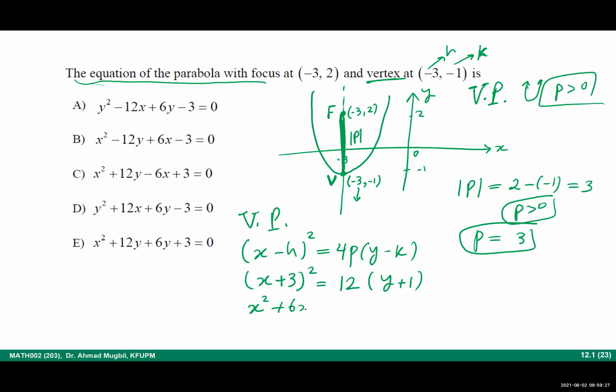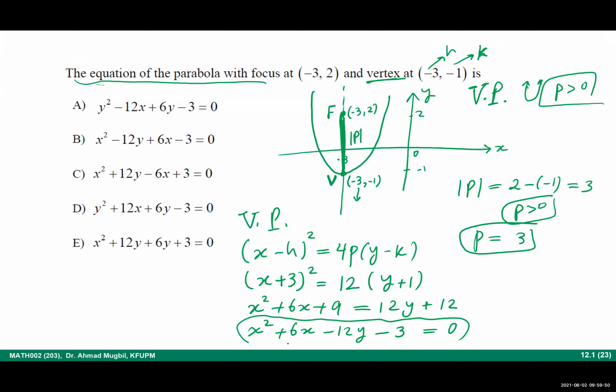x squared plus 6x plus 9 equals 12y minus 12. So simplify more: x squared plus 6x minus 12y plus 21... we will have minus 3 equals 0. So this is the equation in the general form.